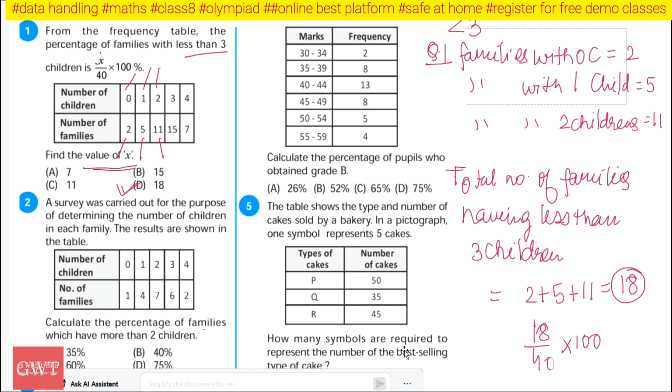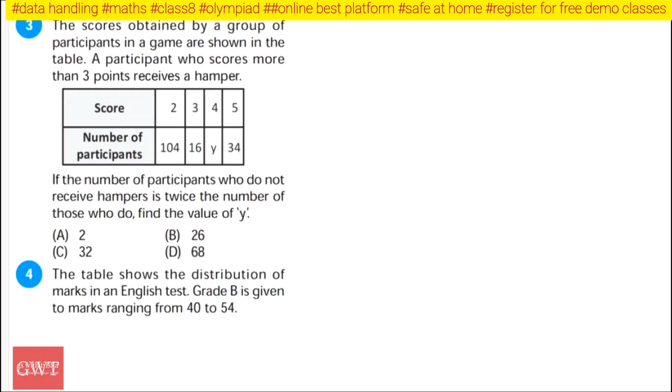Okay, see what the question is asking. They are asking how many symbols are required to represent the number of the best selling type. So how many symbols do we require? 10. Okay, the score obtained by the group of participants. A participant who scores more than 3 points receives a hamper. If the number of participants who do not receive hampers is twice the number of those who do, find the value of y.